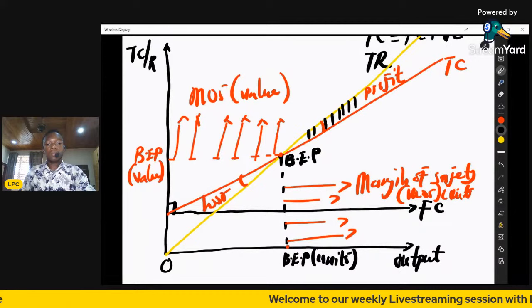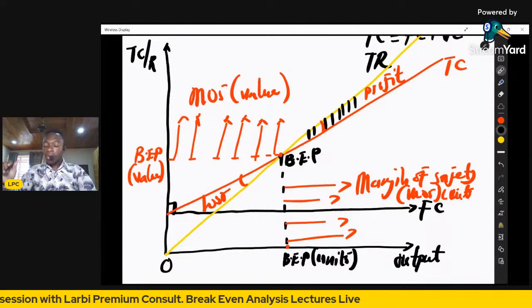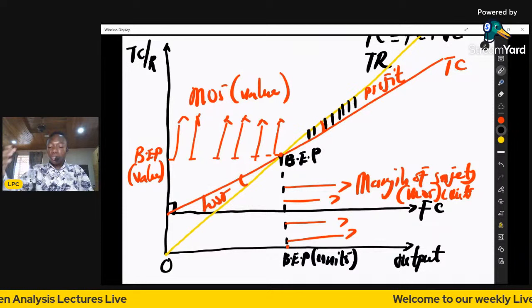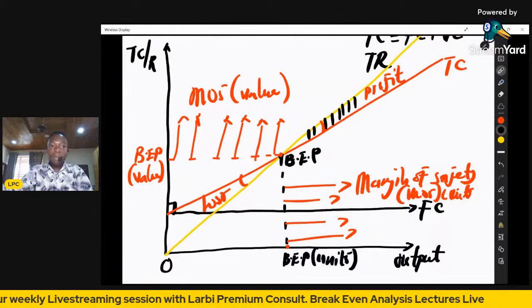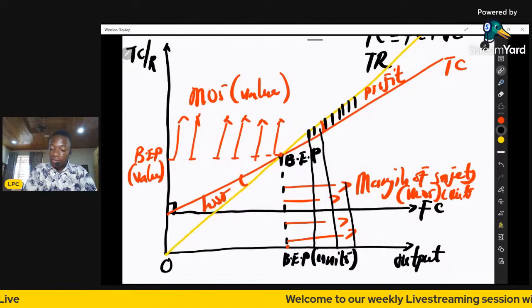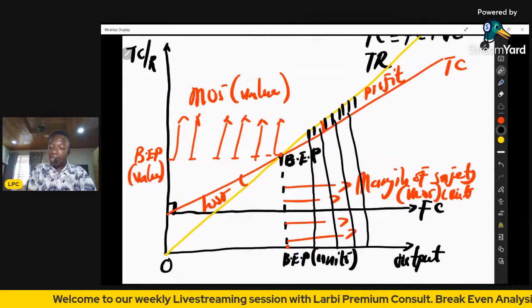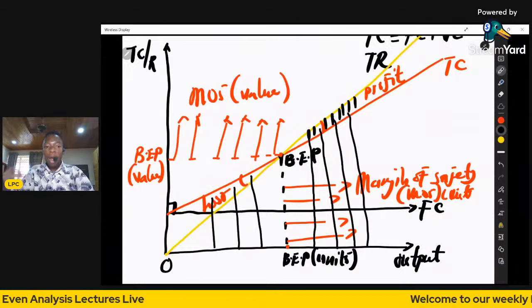So let's continue. As I was saying, margin of safety is the level of sale or unit beyond the break-even point where the organization will make a profit. So the level of sale beyond the break-even point where we can make a profit is called the margin of safety. You can clearly see that beyond this level, any unit that we produce that will meet this area, we are making a profit. But below here, we are making losses, right? So that's why we call it margin of safety. It is the point where we can make a profit.